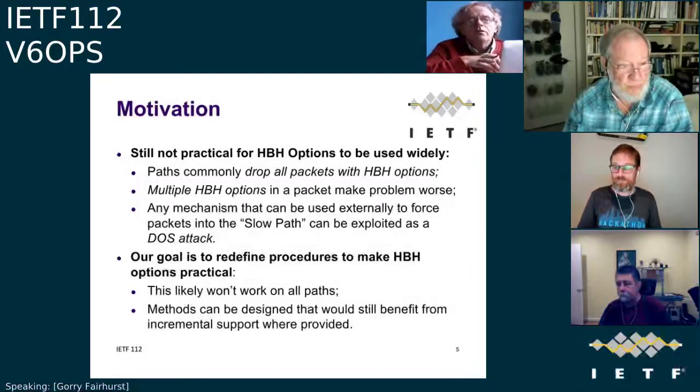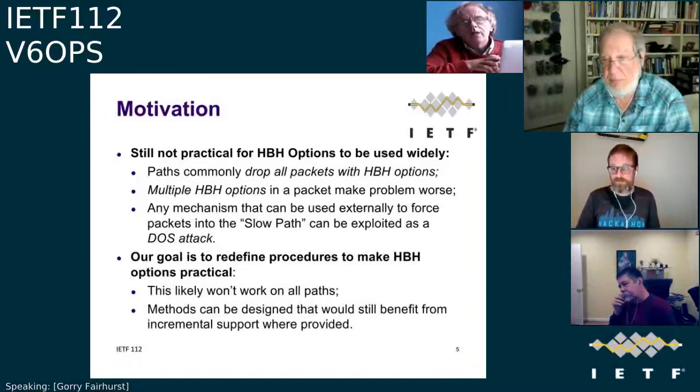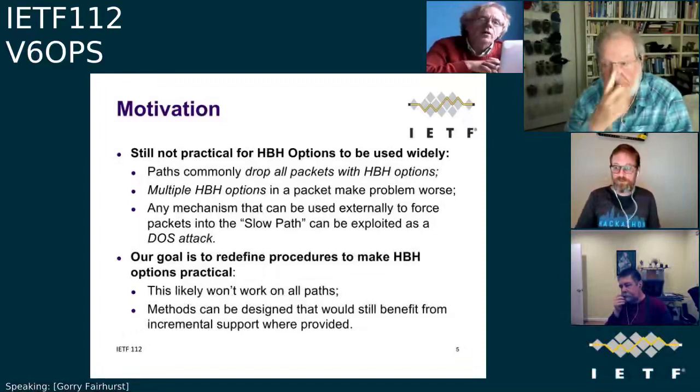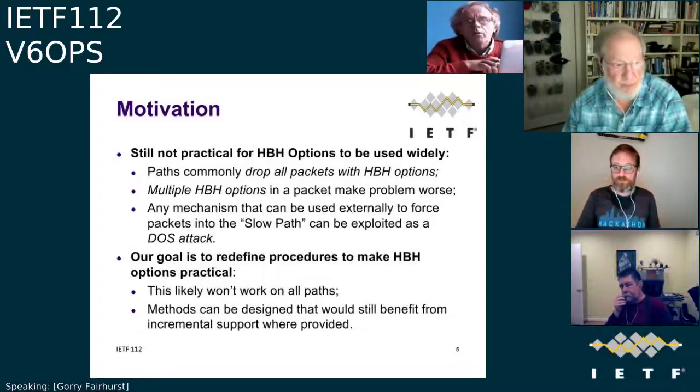So the goal is to redefine the procedures to make hop by hop actions practical. And we know it won't work on all paths, so this isn't saying, hey, we'll write an RFC and change all these routers. But what we think it can do is encourage a design and deployment case where it starts to work in places. And the incremental use of this is something you can do and get benefit from with some uses of hop by hop options. So that's what we're trying to do. Get started across longer paths.